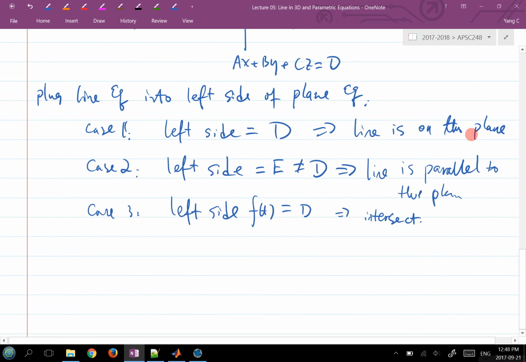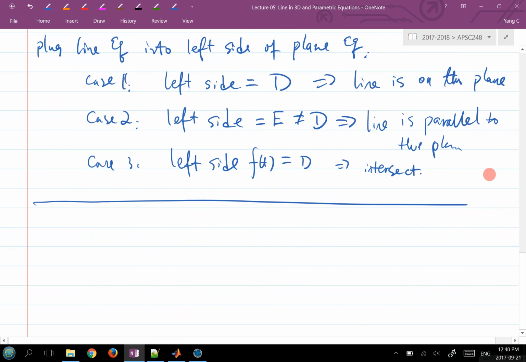So that's the general relationship between the line and the plane. And to extend from here a little bit, but I won't go into too much detail. Any questions before I proceed? Yeah, go ahead. What's your question?